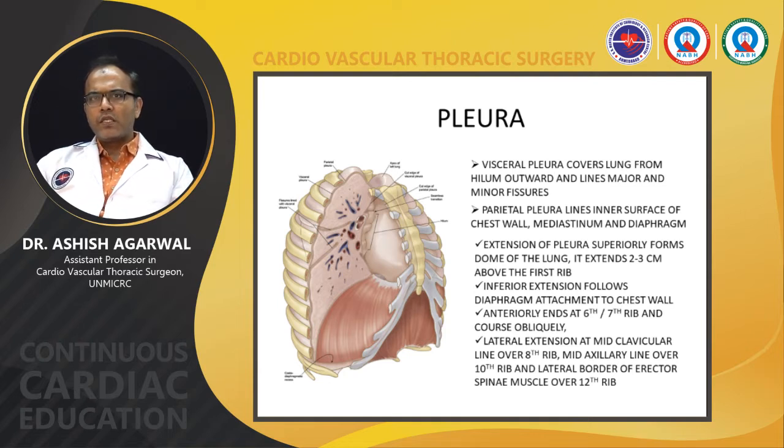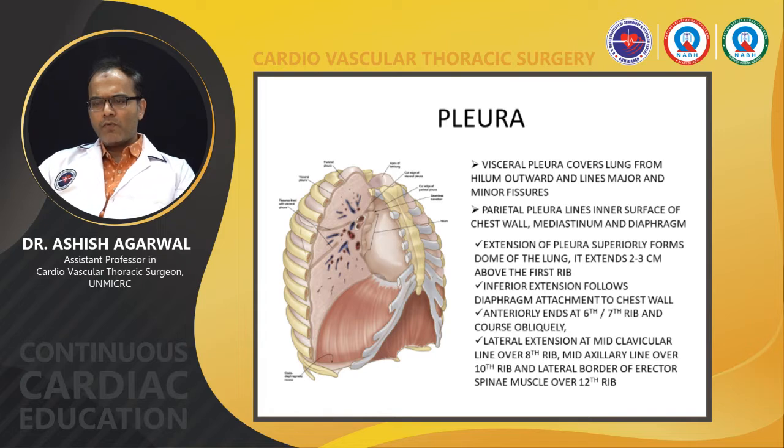The pleural extension superiorly goes about 2 to 3 centimeters above the first rib and forms the dome of the lung. Inferiorly, the extension follows the diaphragm attachment to the chest wall. Anteriorly it ends at the 6th or 7th rib and courses obliquely. Laterally it extends at the mid-clavicular line over the 8th rib, the mid-axillary line over the 10th rib, and the lateral border of the erector spinae muscle over the 12th rib.